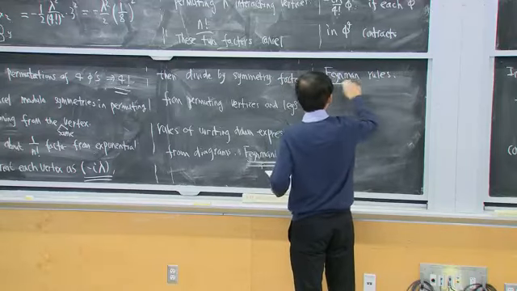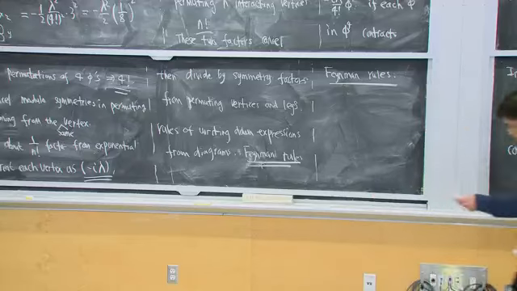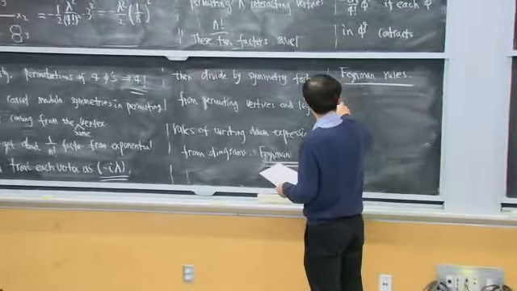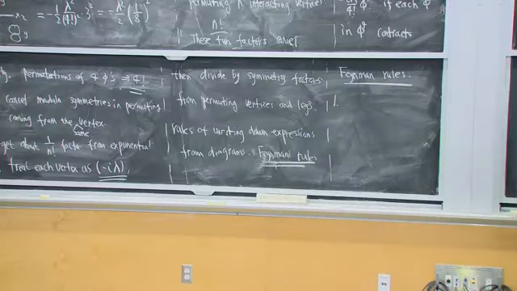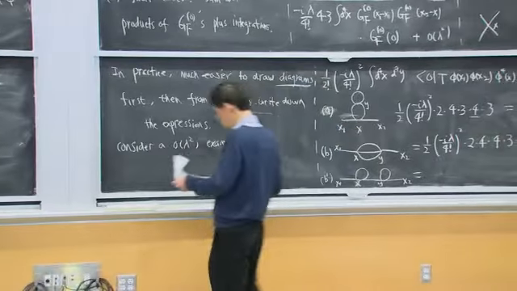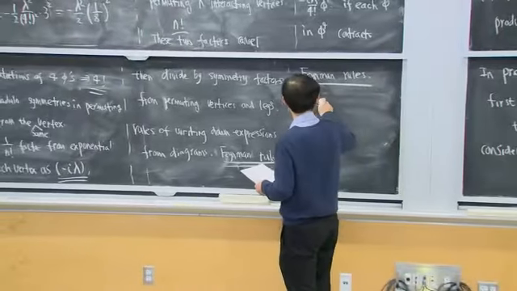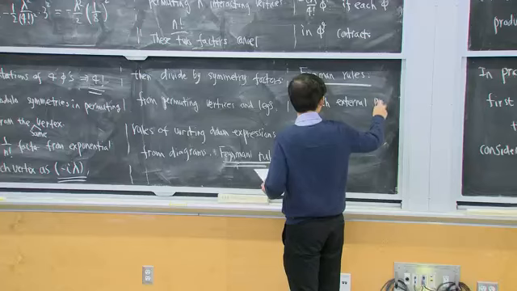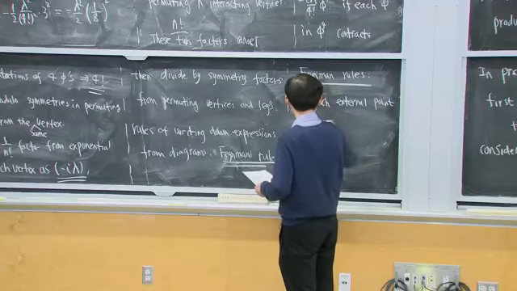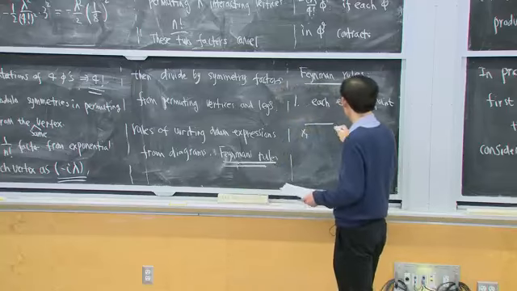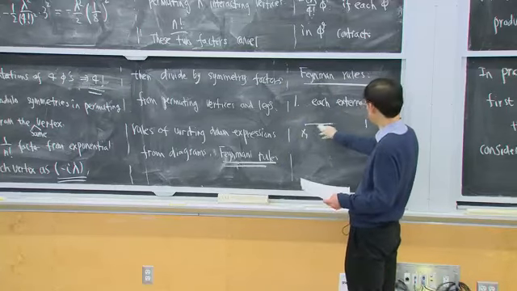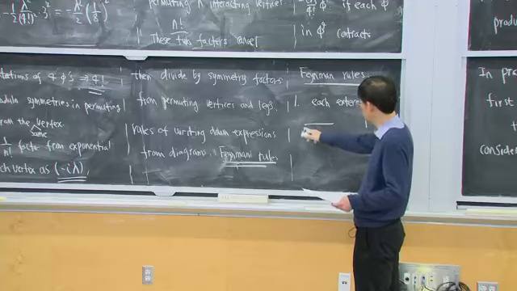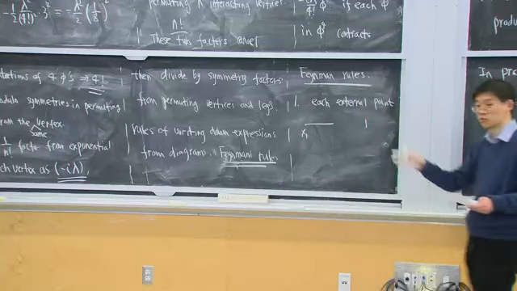These are all very intuitive. For each external point, you associate a line. So here, for example, x1, you just associate a factor of 1. But there's always a line coming out of the external point, because you have to contract with that one.